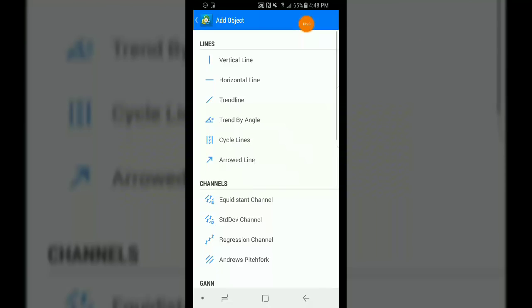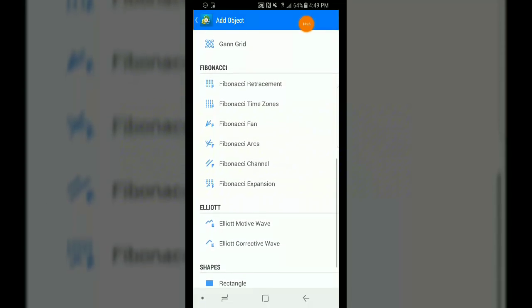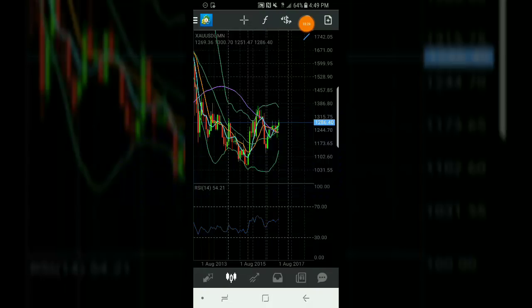So I click here. Here's all your different lines, channels, Gann lines, your Fibonacci's, your Elliott's, and your shapes. I'm going to go to a trend line.